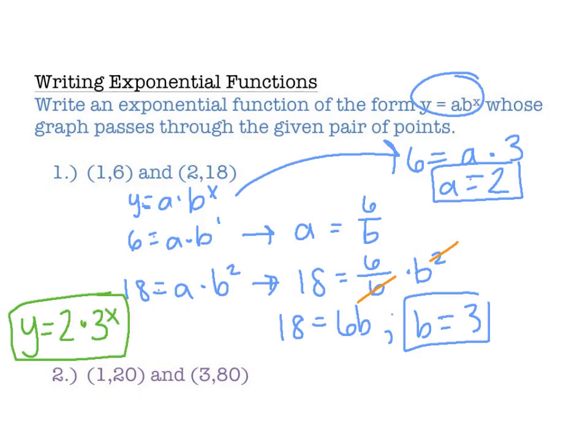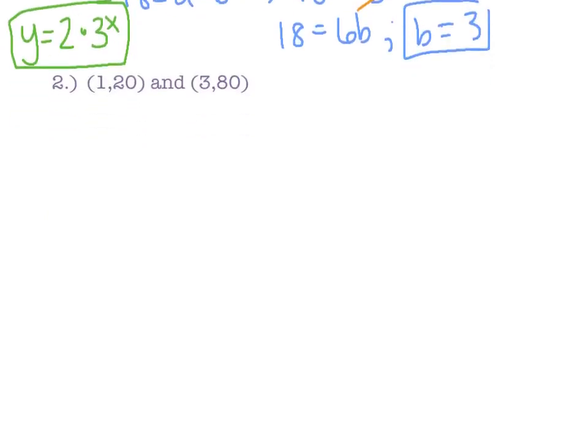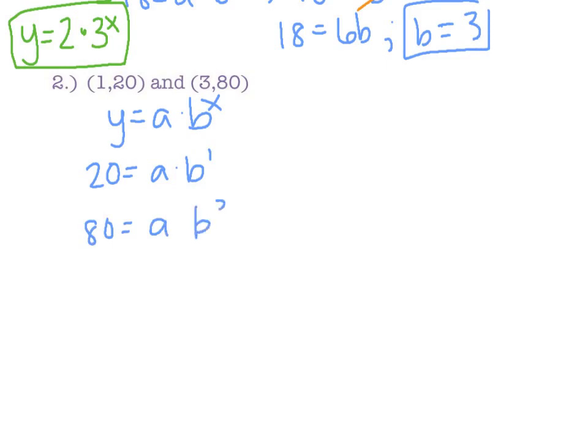It's always going to be the same process, so what I want you to do is just pause the video and try to solve this next one by yourself, and then go through and check your work with what I am going to go over. Alright, so for these 2 points, (1, 20) and (3, 80), I'll start out the same way. Let me rewrite that generic function of a times b to the x power. And now I just need to write my system of equations. So 20 equals a times b to the first power, and 80 equals a times b to the third power.